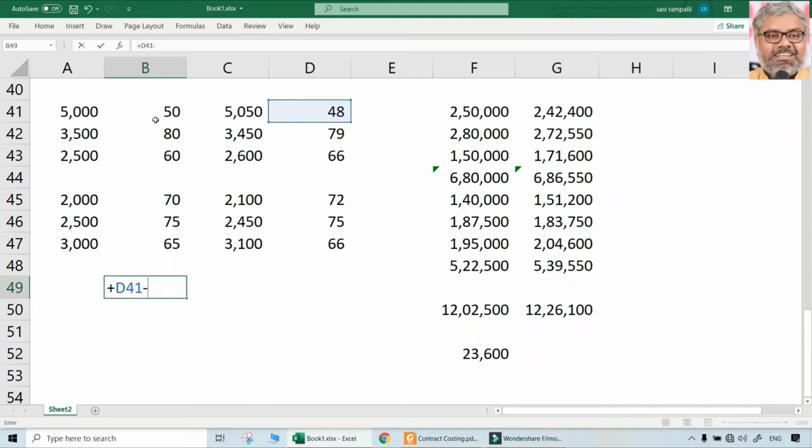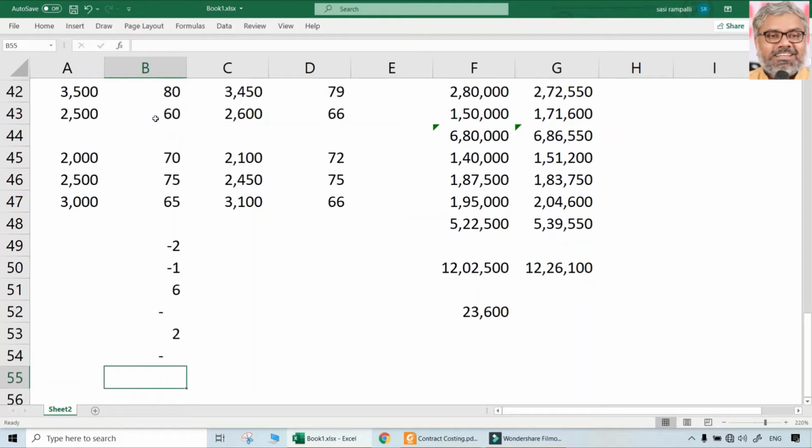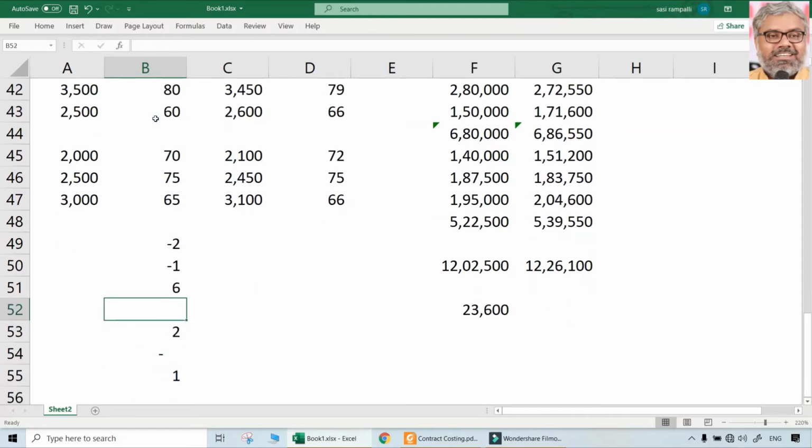If you take 48 rupees as the actual, 50 rupees was standard, so there is a minus 2 rupees of saving actually, minus 1 rupee, 6 rupees additional cost. Like that, for labor also we can do the difference between actual cost and standard cost. Okay. So here there is no difference, 0, nothing.